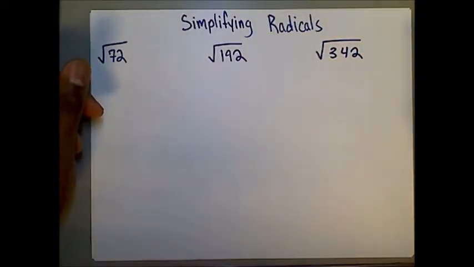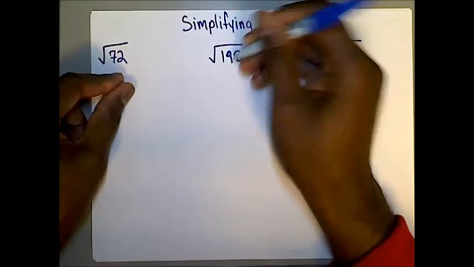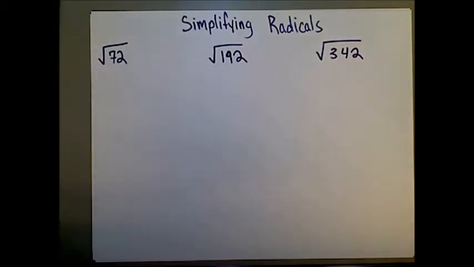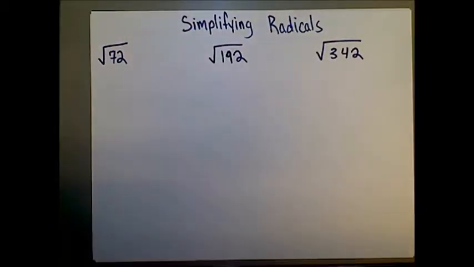The first 2 examples are going to take advantage of knowing your perfect squares. Your perfect squares, numbers that when you take the square root of them, there's no decimal remainder. So your 4s, your 9s, your 16s, and your 25s, things of that nature, right? So first, let's take a look at example number 1, the square root of 72.